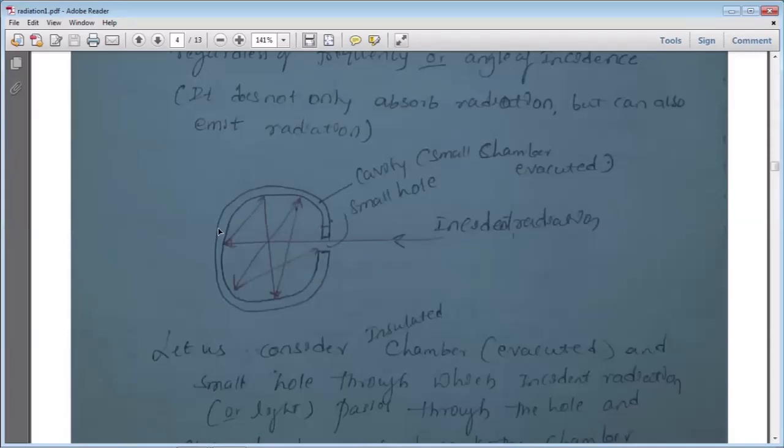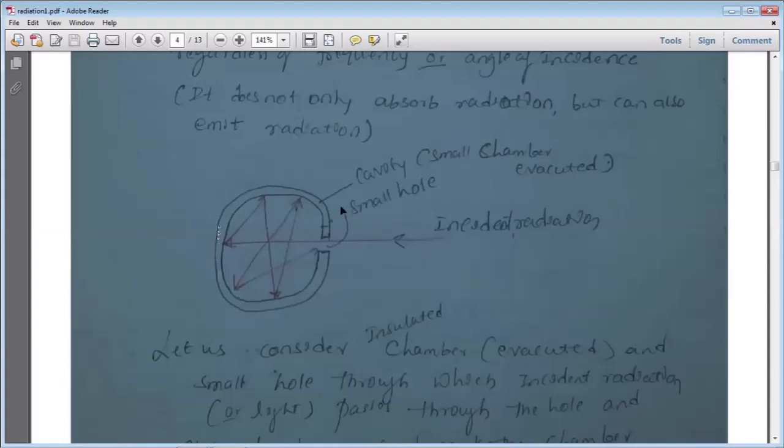What it is saying is that whatever incident radiation passes through the hole will strike and reflect again and again. The total energy will be consumed inside the vacuum chamber. Hence, this is treated as a perfect black body, understand?